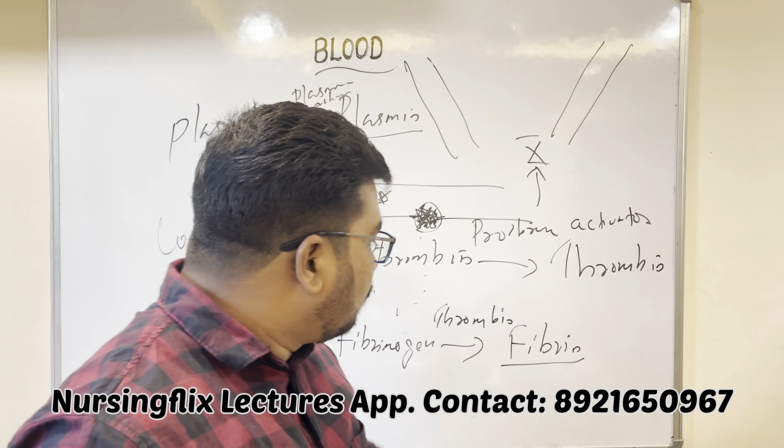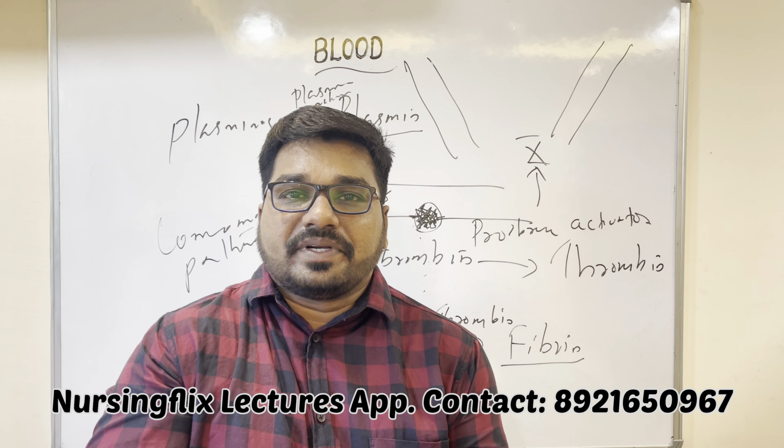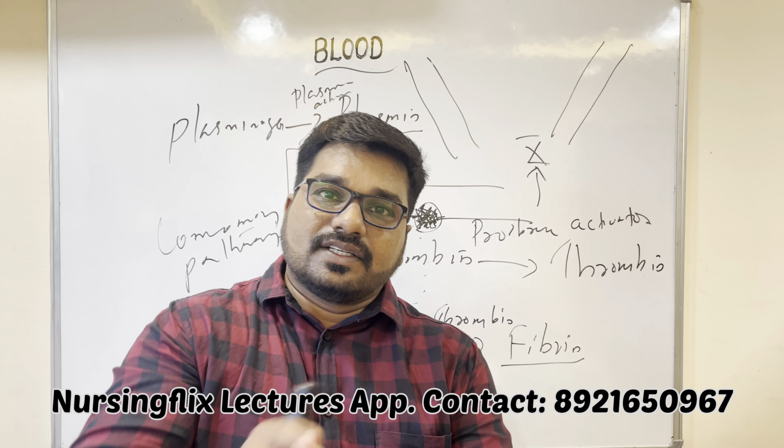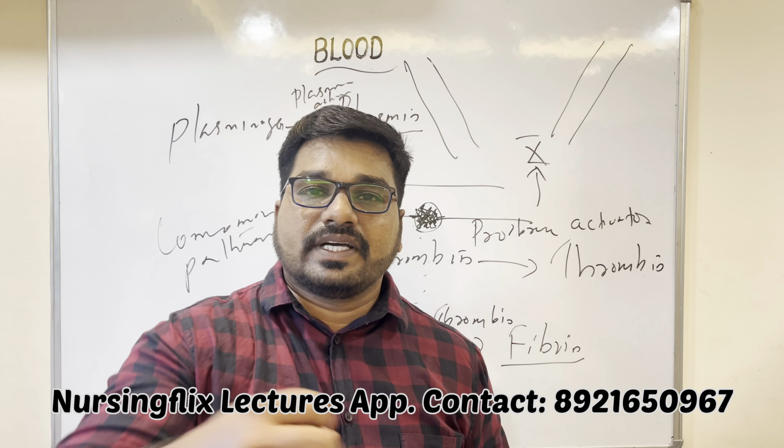That plasmin will destroy the fibrin clot. It will be broken into small pieces. Those small pieces will be taken up by the macrophages, and it will nicely disappear from there. Understood? Deliberately I said this because in pharmacology the topic of thrombolytics will come.